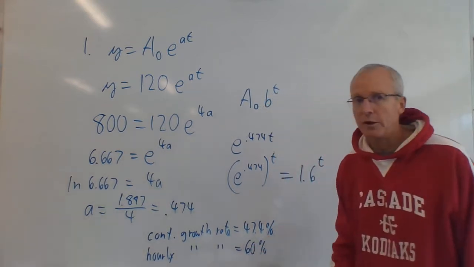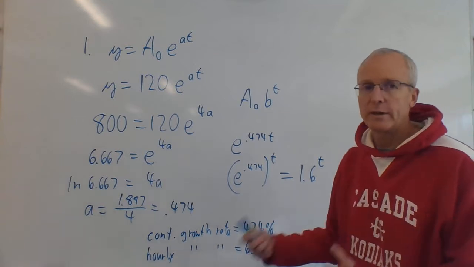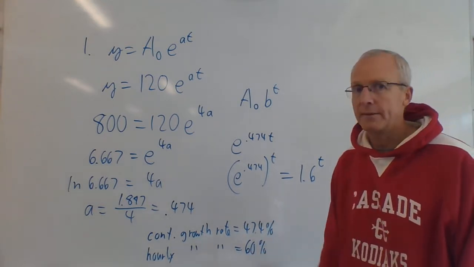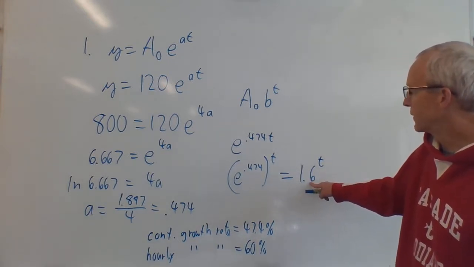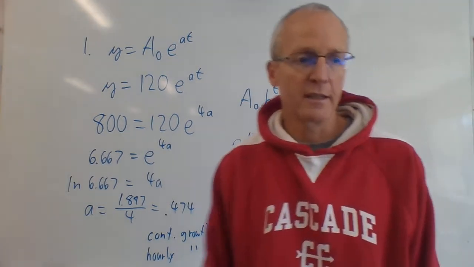So after every hour, there are 60% more yeast, or they're continuously growing within the hour at 47.4%, which is the same thing. Okay, so again, the b tells us what the hourly growth rate is, while the e tells us what the continuous growth rate is. And they're both interesting and good to know.